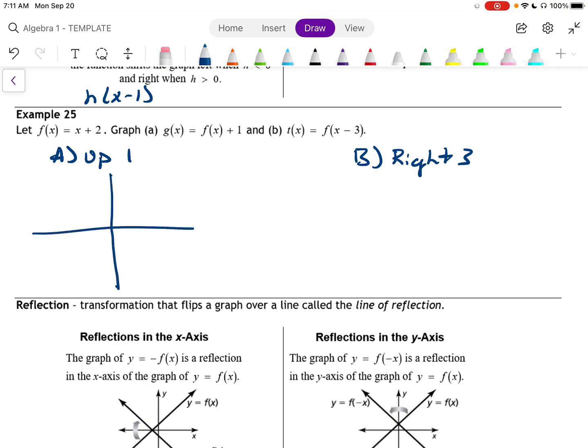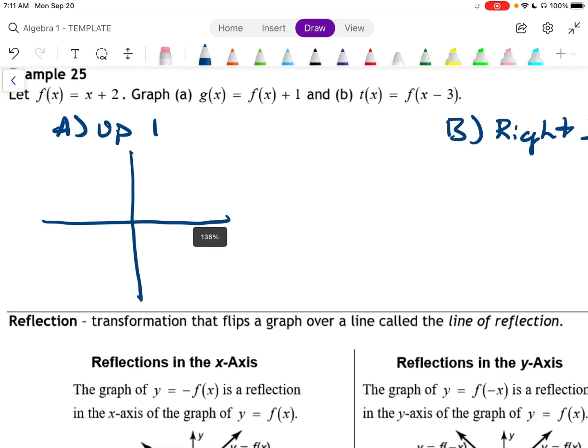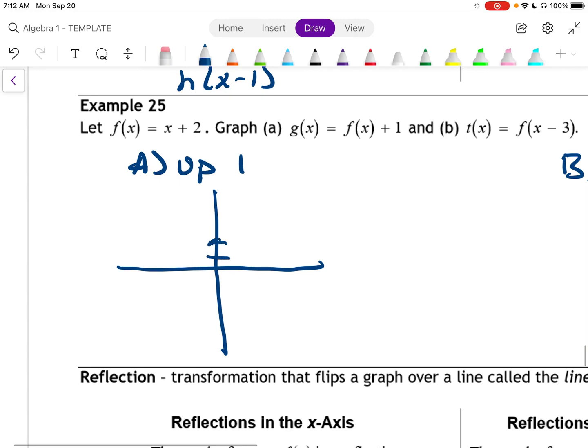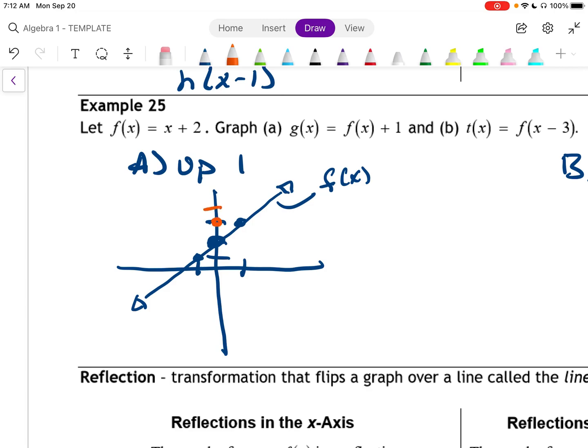I'm going to graph the original, and then I'm going to graph the new one. So starting off with f of x equals x plus 2, my intercept is at 2, and my slope is 1. So up 1 over 1, down 1, left 1. Here's my original. This is f of x. And then my new one shifts up 1. So I'm just going to take each of these points and go up 1 with them. And there we are. This is g of x.